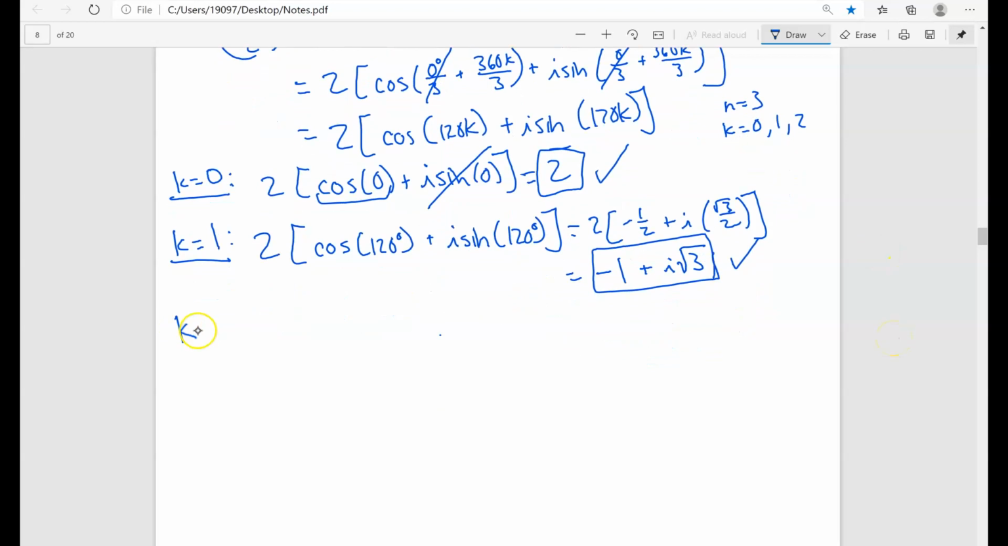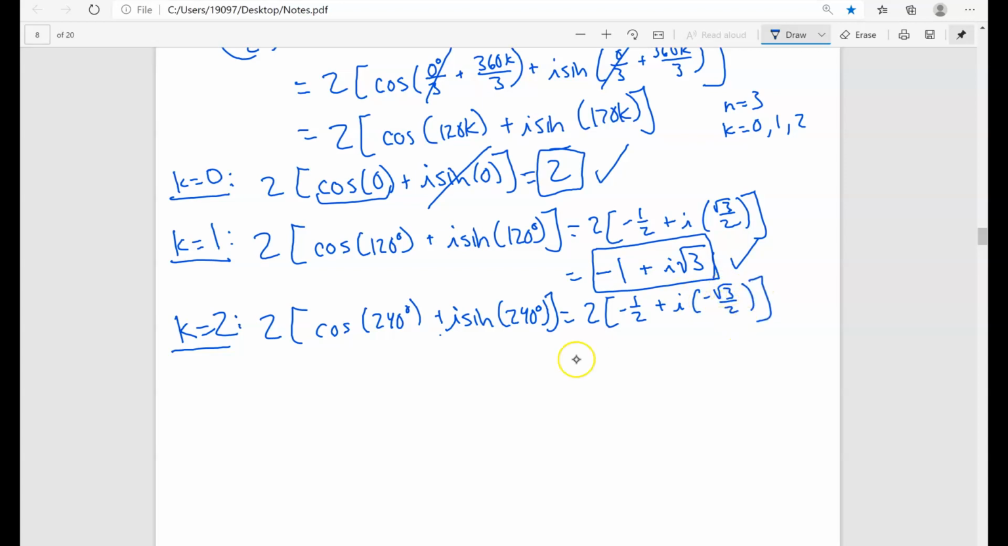And now we're going to look at the last one, which is k equals 2. So you are going to take 2 cosine of 120 times 2. So 120 times 2 is going to be 240 plus I sine of 240. So now the cosine of 240 is going to be negative 1/2. And then we're going to take the sine of 240. That's going to give me negative square root of 3 over 2. So then this is just going to give me negative 1 minus I square root of 3. This is our third complex root.